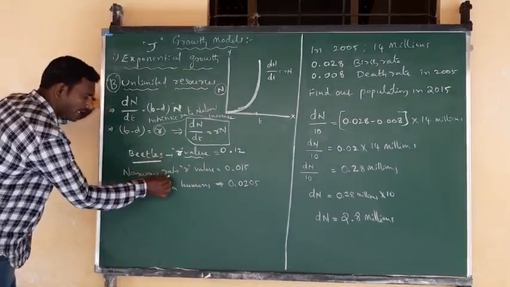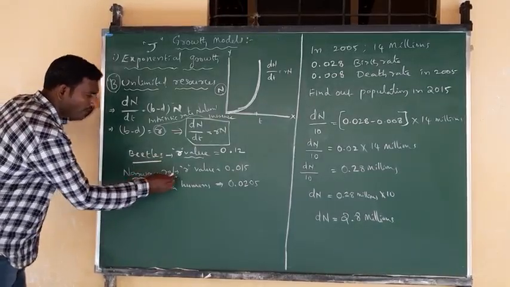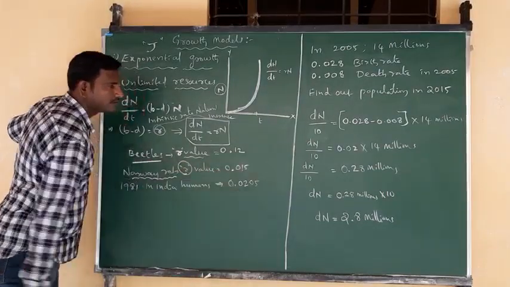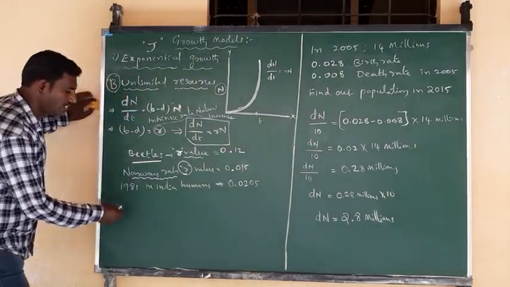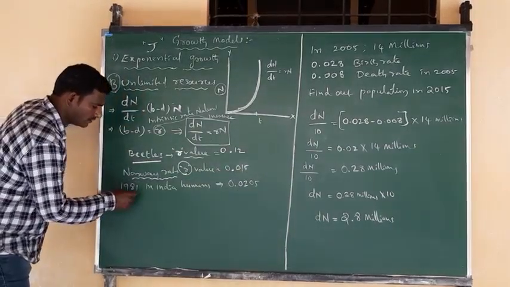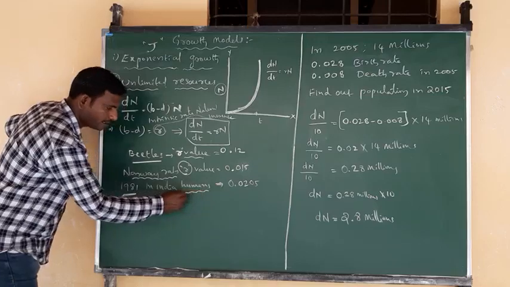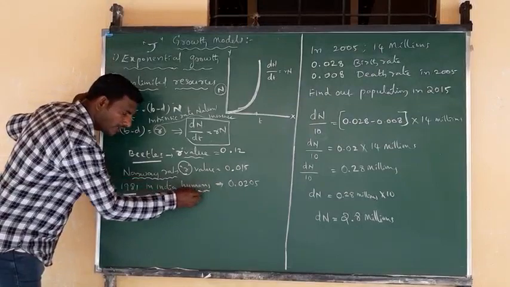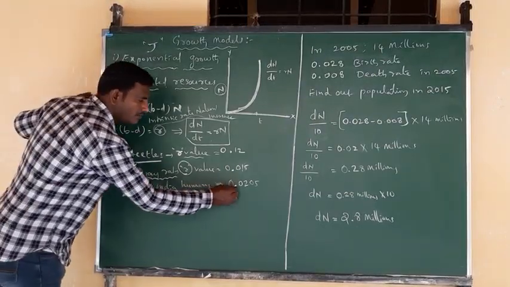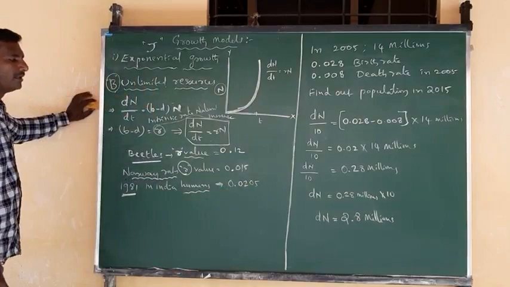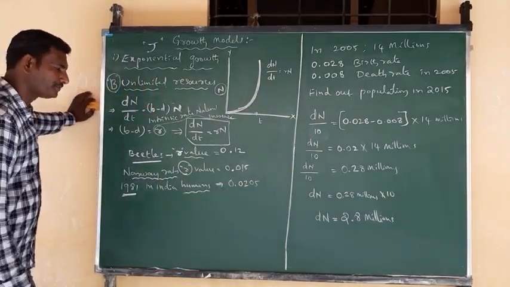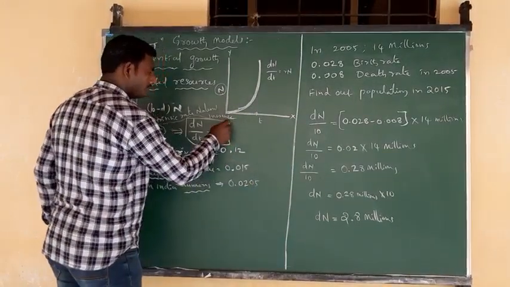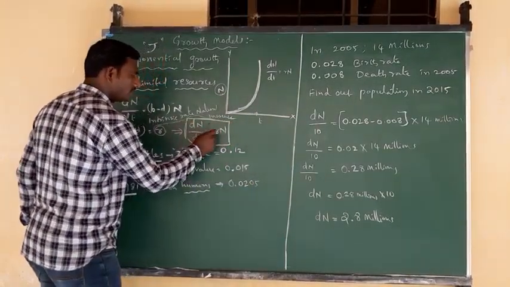Similarly, for Norway rats, the r value is about 0.015. Similarly, they conducted a study in 1981, especially in India, to find the human r value. This human r value in 1981 is about 0.0205. Now this formula is also represented as dN/dt = rN.